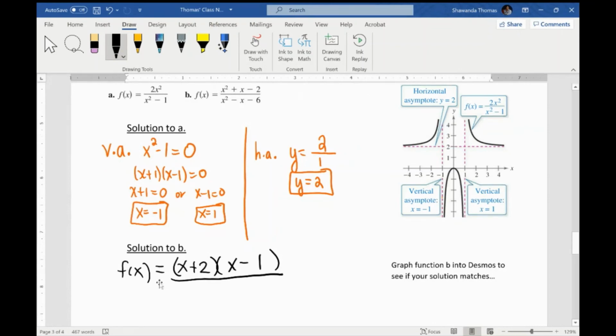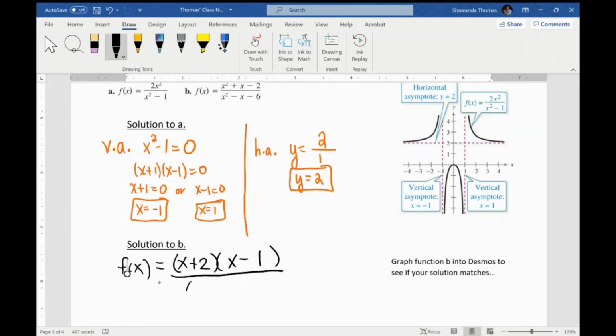x plus 2, x minus 3. When you multiply, do you get x squared minus x minus 6? Yes. Notice we have common factors. Bam, bam. So really what we have to work with is x minus 1 over x minus 3. This is what we're working with right here.